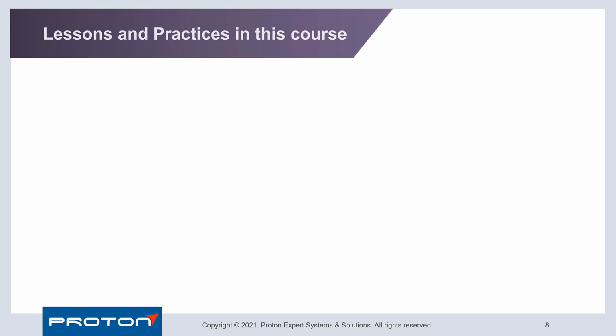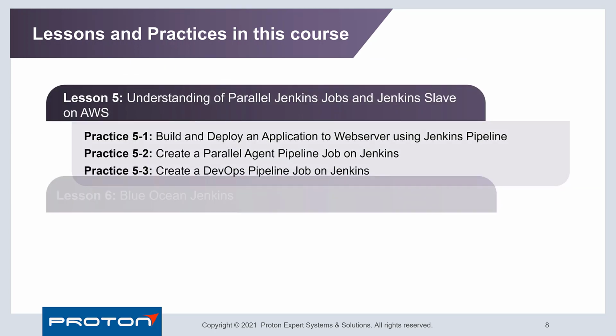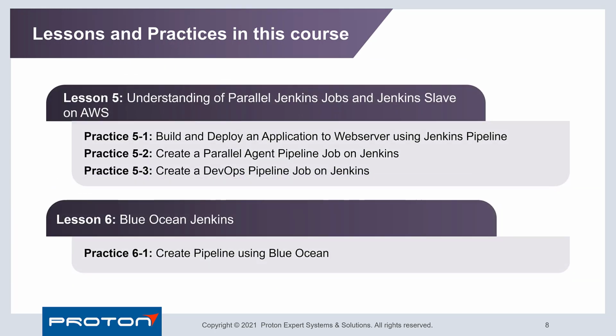Lesson 5, that is understanding of parallel Jenkins jobs and Jenkins slave on AWS. The practices for lesson 5 include how to build and deploy an application to web server using Jenkins pipeline, to create a parallel agent pipeline job on Jenkins, and create a DevOps pipeline job on Jenkins. Lesson 6, that is Blue Ocean Jenkins. The practice related to lesson 6 includes how to create a Jenkins pipeline using Blue Ocean.